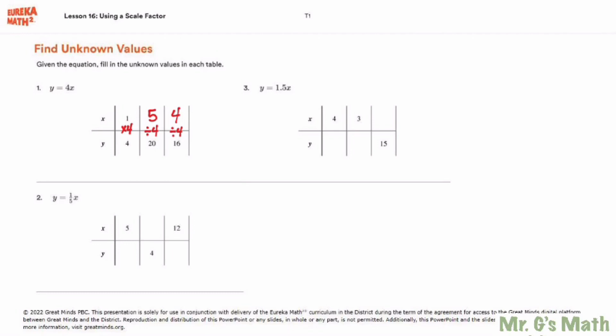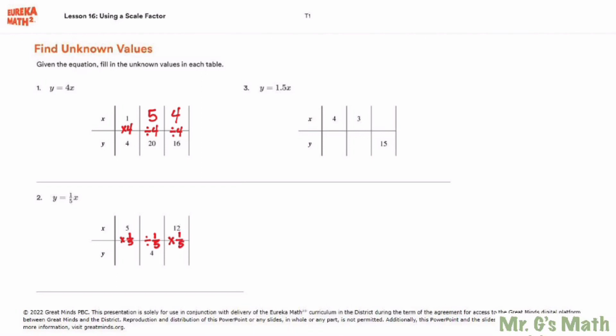All right, so the next one I have a constant of proportionality of 1/5. So going from x to y, I'm going to be multiplying times 1/5. Right here, I'm going from y to x. I'm going to divide by 1/5. And then here I'm going from x to y, so I'm going to multiply by 1/5.